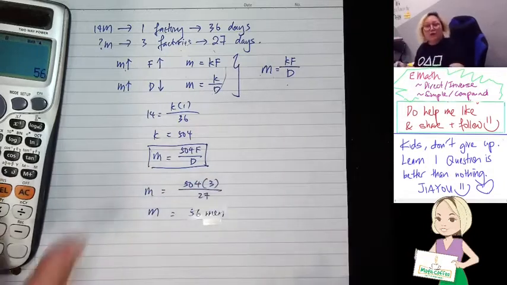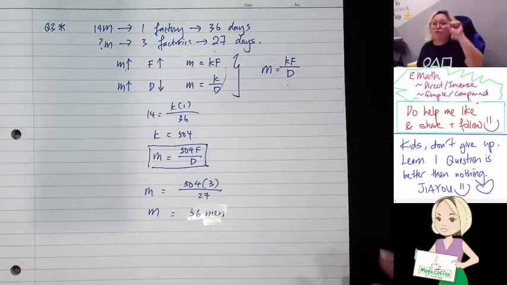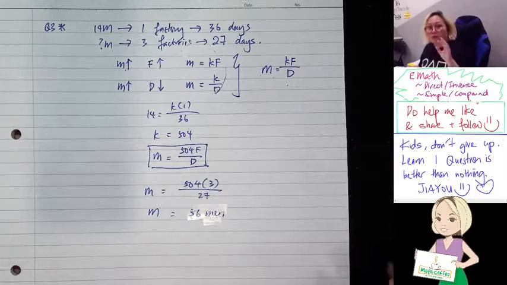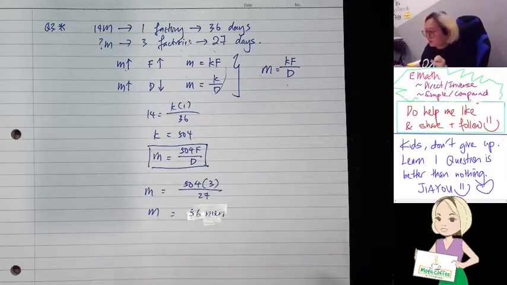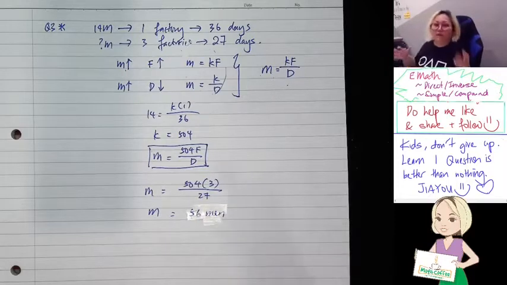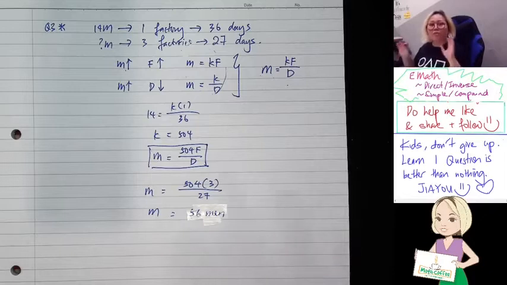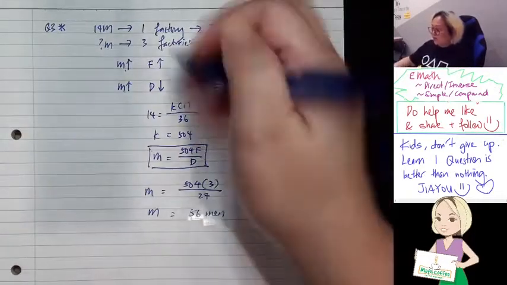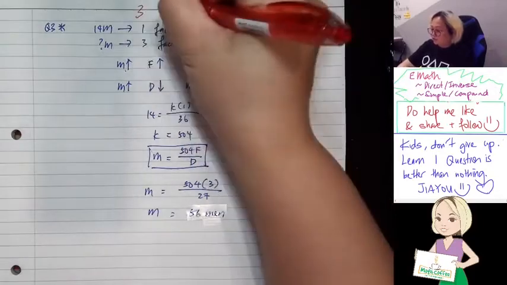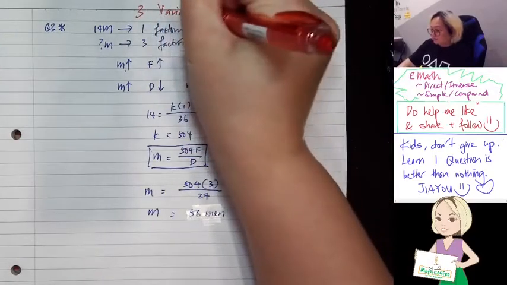So now you know that you have 3 factories to paint and your deadline is 27 days, so you need 56 men. Then as a supervisor, as a boss, you know, okay, I need to hire 56 men in order to reach my 27 days deadline to paint 3 factories. So this is how I do this kind of 3 variables question.